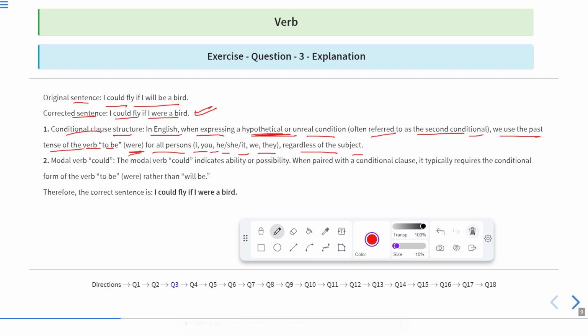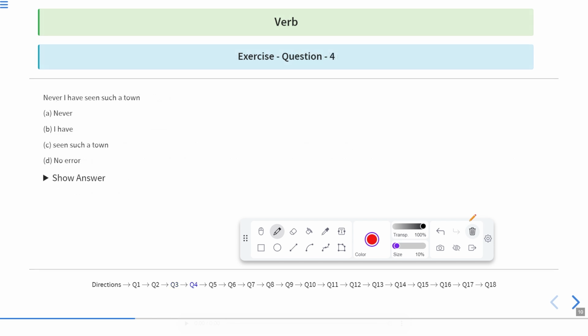Now, let us move to the next one. I hope this much is clear to you all. Okay. Now, here just notice one thing. For all the persons means for every person, whether it is he, she, it, whatever. We will write he could fly if he were a bird. She could fly if she were a bird. Here, were is the common word to be used. Okay. Now let us move to the next one.